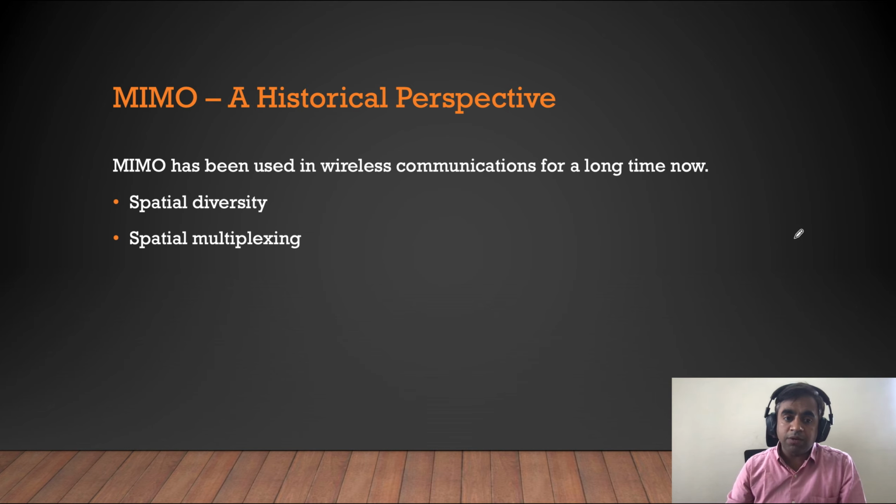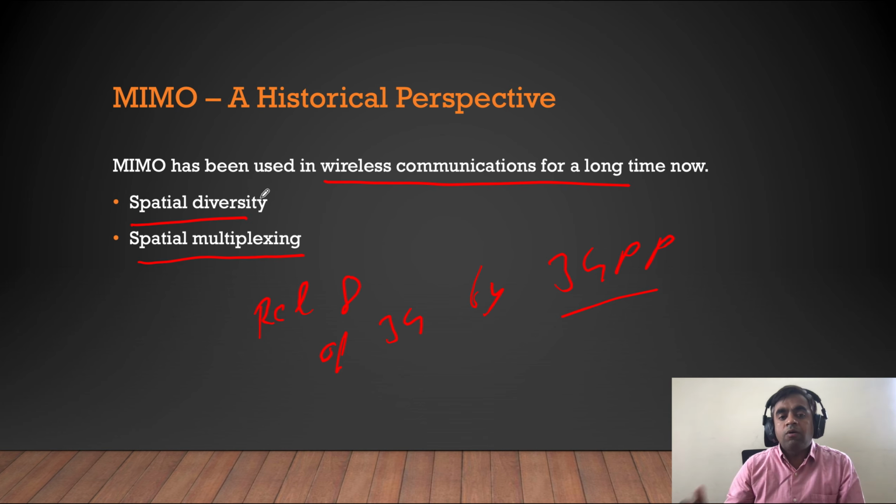MIMO from the historical standpoint. MIMO has been used in wireless communication for a very long time. In fact, MIMO was initially introduced in release 8 of 3G by 3GPP, which is a standards body. Back then, it was used to solve some key challenges. To understand those, we need to understand what spatial diversity is, and the second concept is spatial multiplexing. So let's understand these two terms by an example, and then we'll come to MIMO.